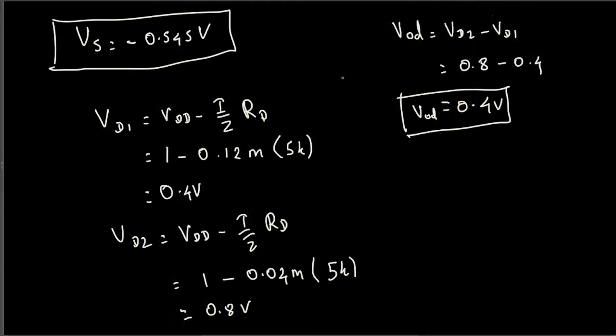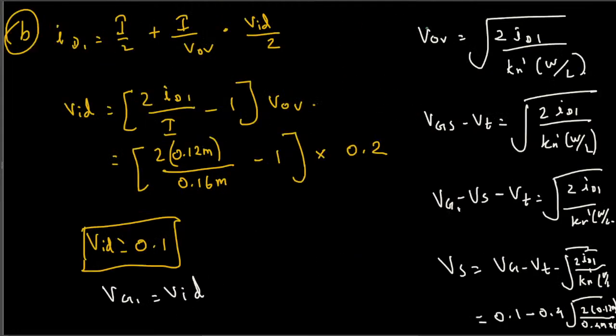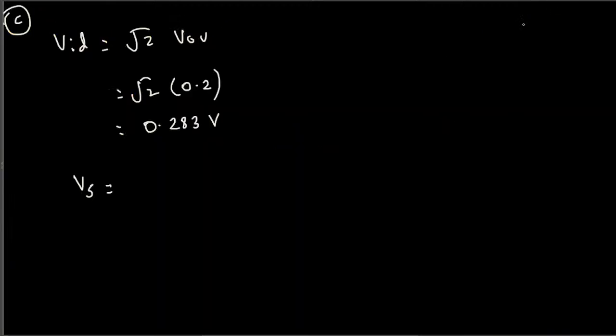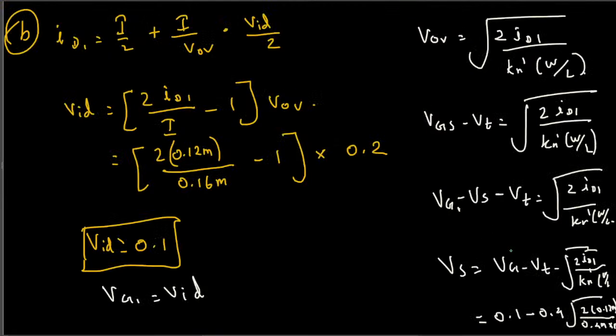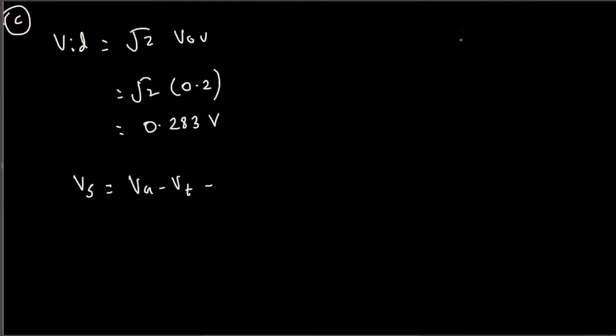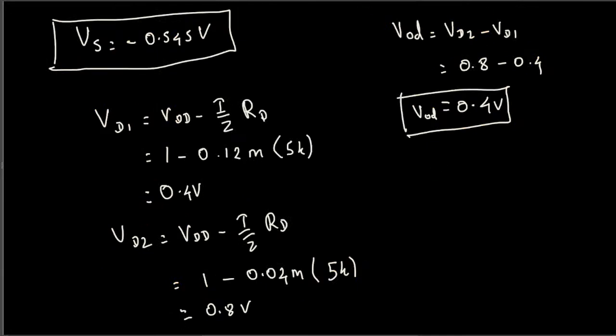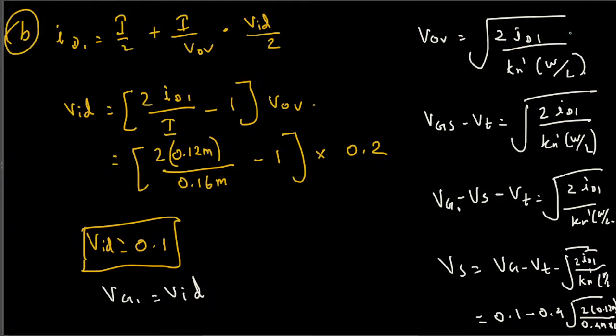The question is also asking for the VS, and in my previous video I derived an equation for VS using the current equation. If you rearrange the current equation in terms of VOV, you will get this, and you can change the VOV equation in terms of VS by doing some changes. So I derived it over here. That is VS is equal to VG minus VT minus square root of 2 ID1 divided by Kn prime W over L.